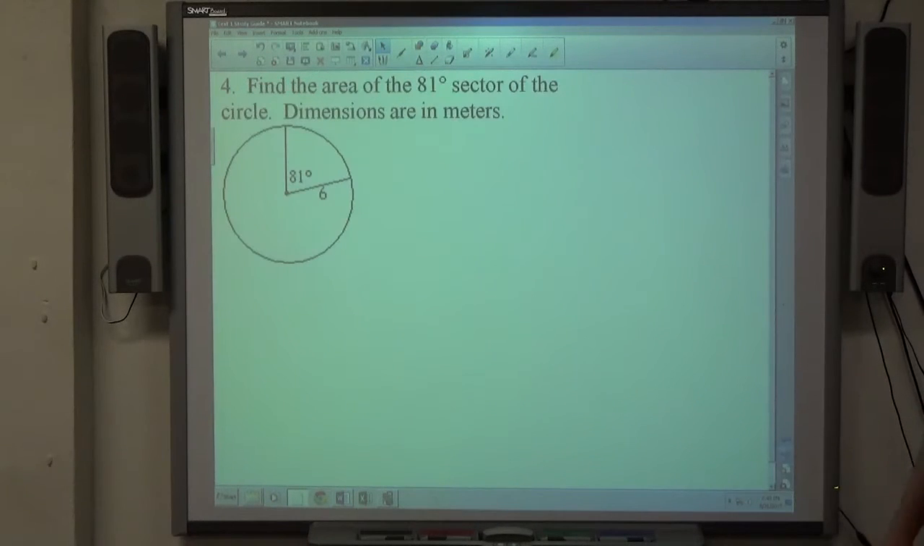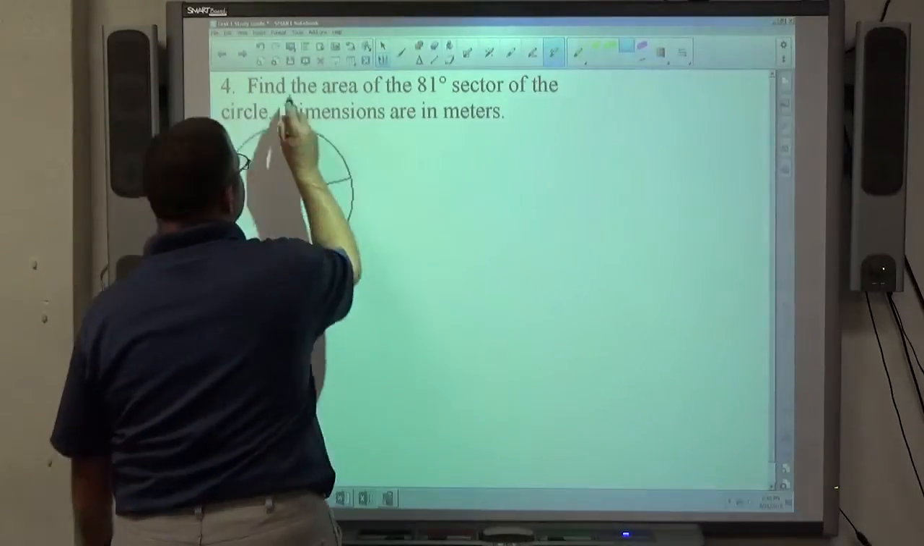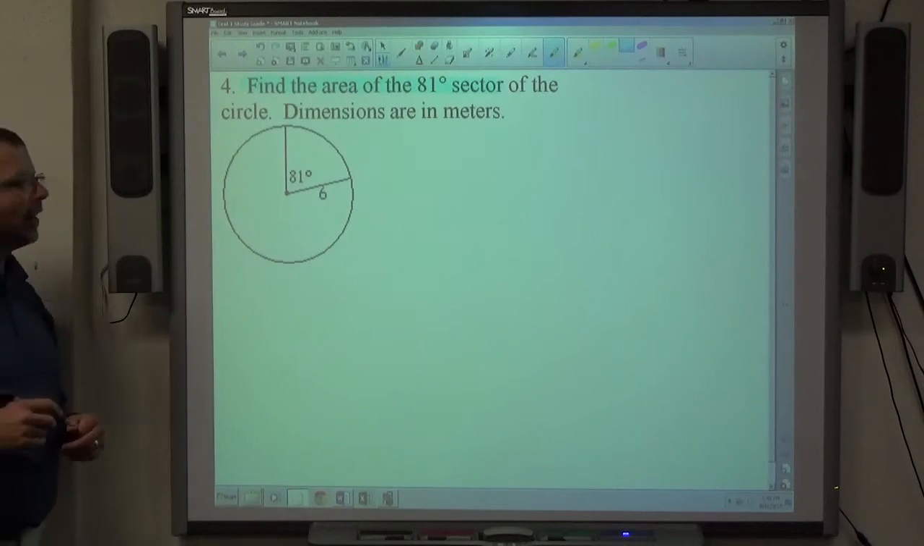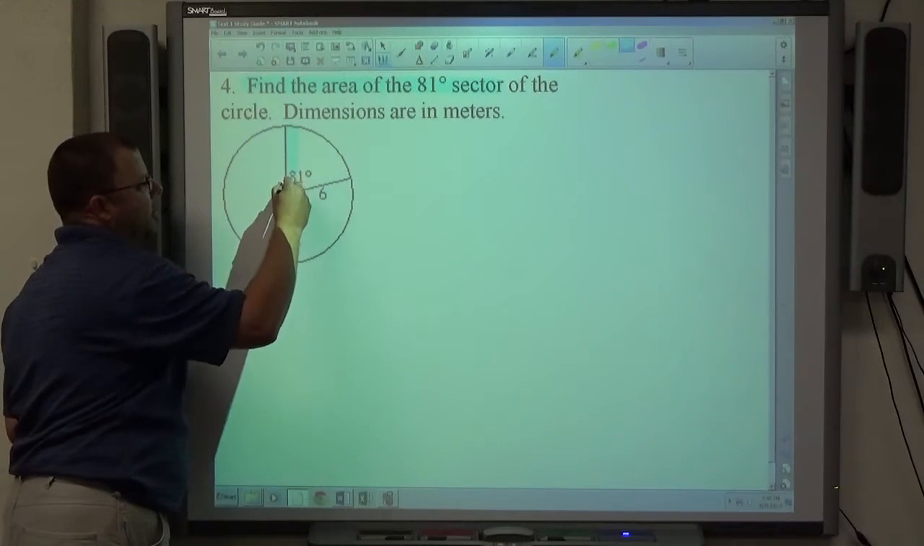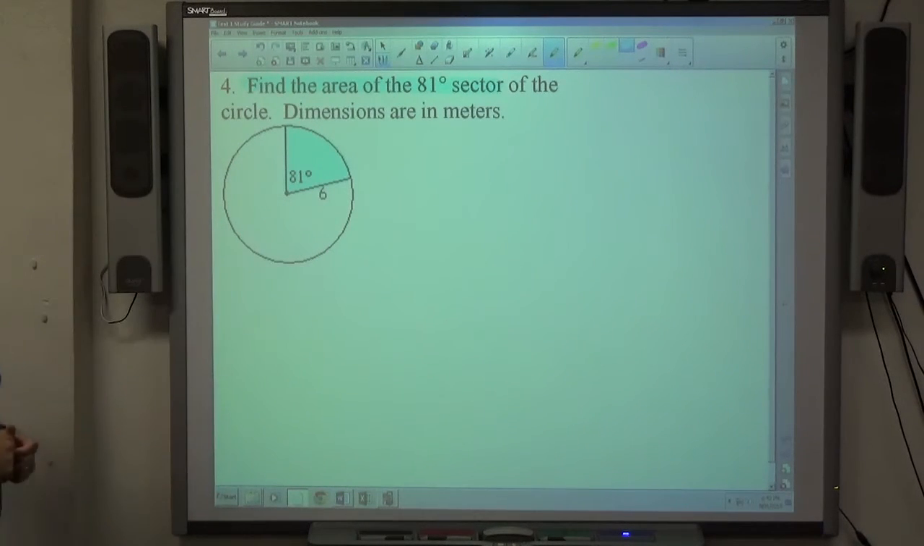Number 4 says find the area of the 81-degree sector. Find the area of the 81-degree sector. So it's not asking for the length of the arc, it's asking for how much space is in there, in that piece.